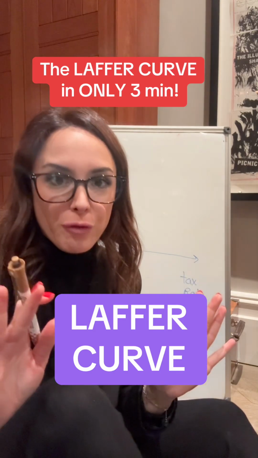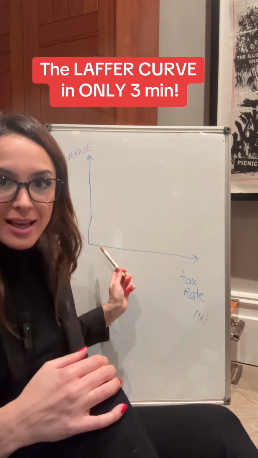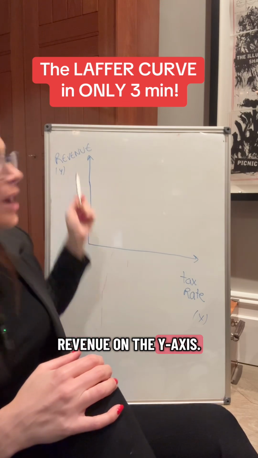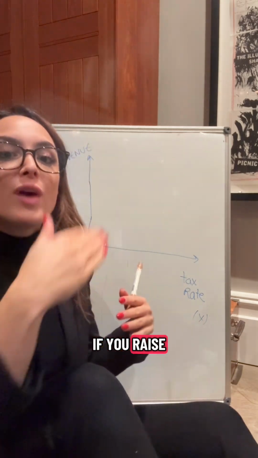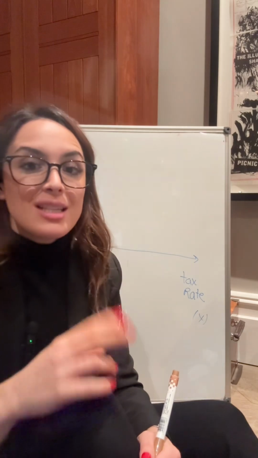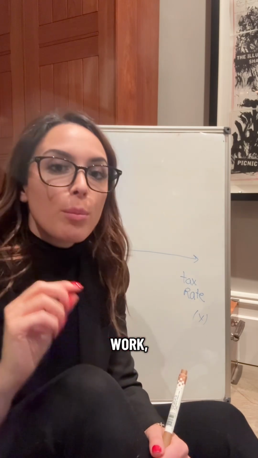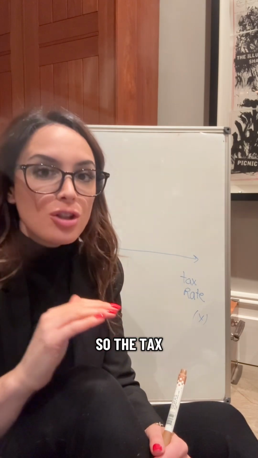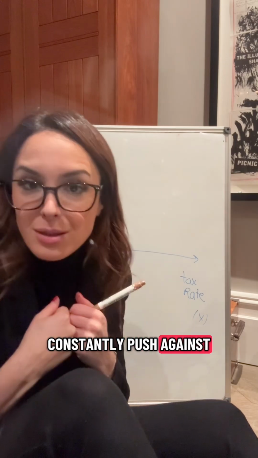The famous Laffer curve is nothing more than the relationship between tax rates on the x-axis and total tax revenues on the y-axis. Tax rates influence revenue through two effects that always work in opposite directions. First, the arithmetic effect. If you raise tax rates, you collect more revenue per dollar or pound of tax base. Second, the economic effect. Higher taxes discourage work, production, and reported income, so the tax base actually shrinks. These two effects constantly push against each other.